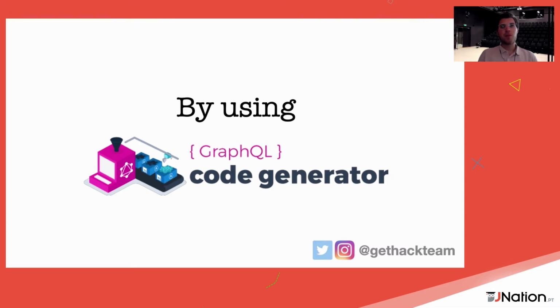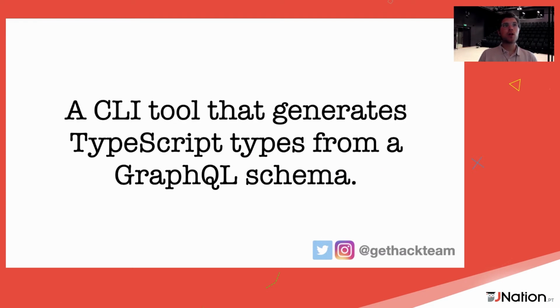So let me talk about what GraphQL Code Generator actually is. GraphQL Code Generator is what we call a CLI tool. So you can use it just from your terminal, and you can also use it on demand from any kind of script you're using. It's a CLI tool that generates TypeScript types from a GraphQL schema.